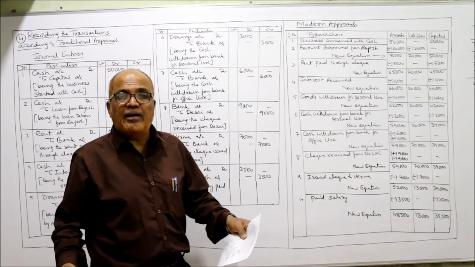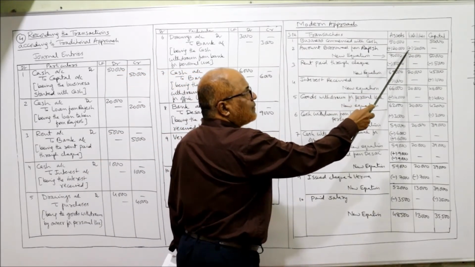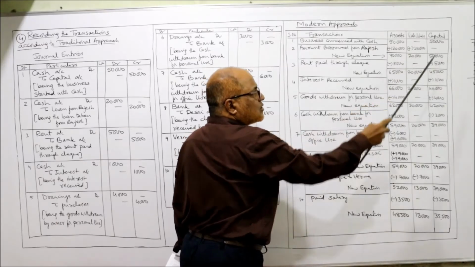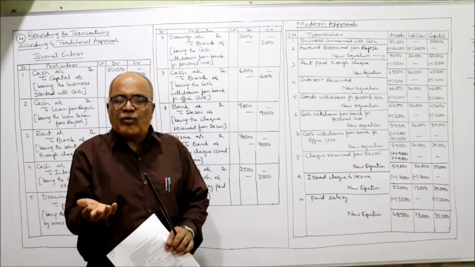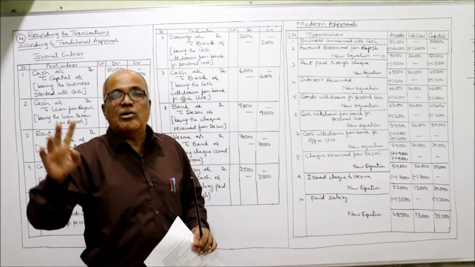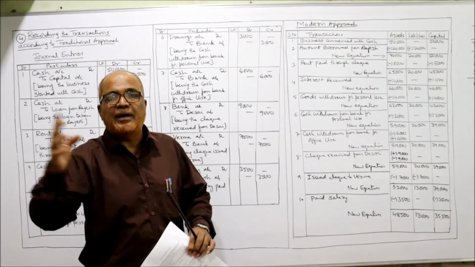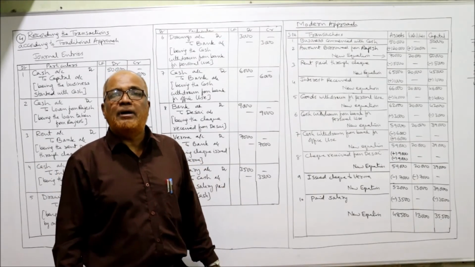So borrowing is a liability. So here also 20,000 rupees liability have increased, so plus 20,000. No effect on capital. We have taken a loan of 20,000, our assets have increased. Apart from that, our liability also increased because in future we have to repay it. So 20,000 assets increased, 20,000 liability increased.